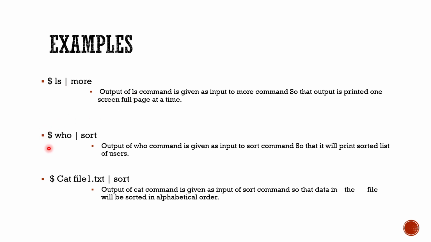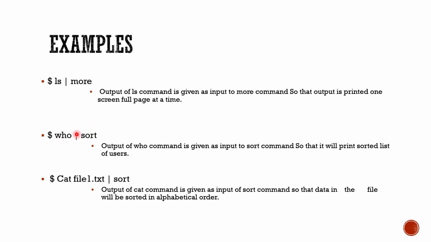Next, the second one is the who command and the sort command. The first command is the who command and the second command is the sort command. The who command's output, which displays the user login details, is transferred to the next command, sort, as its input. The output of the who command is given as input to the sort command, so that it will print a sorted list of users. The output of the first command is treated as the input for the second command.